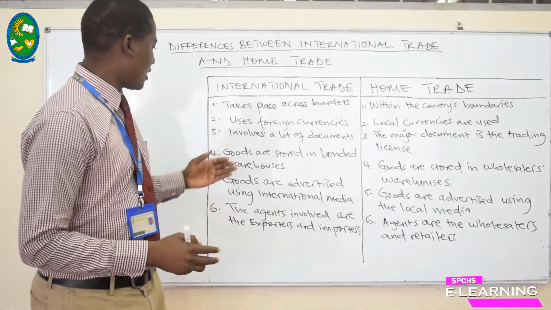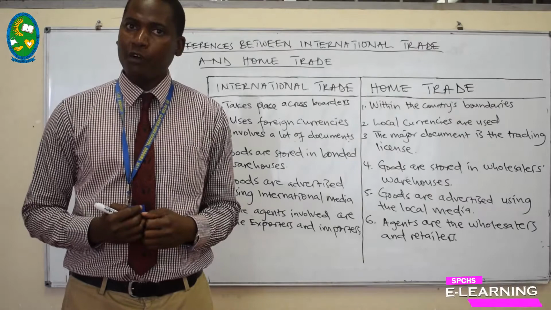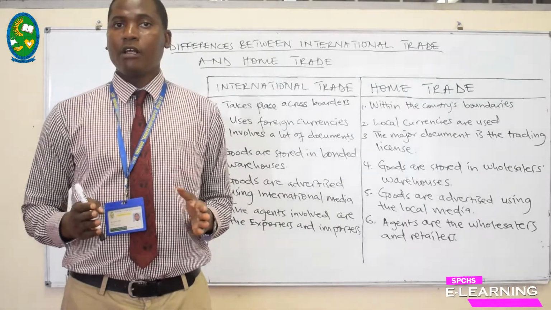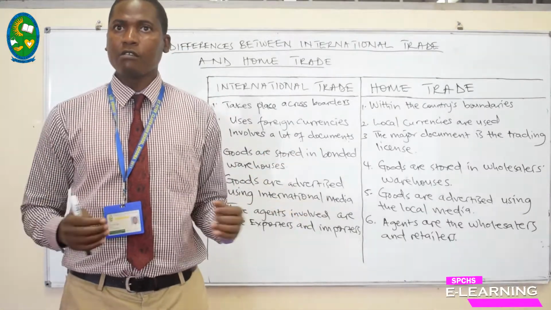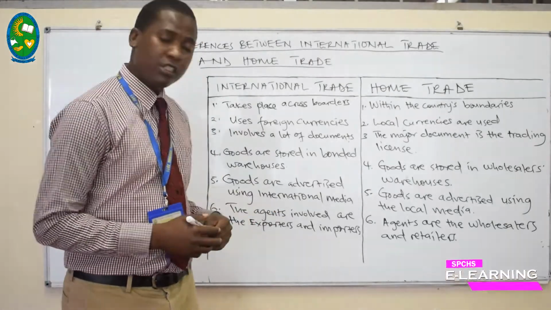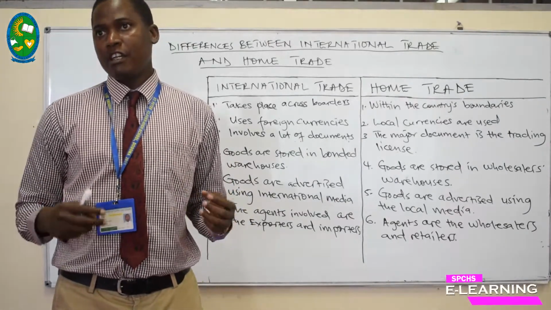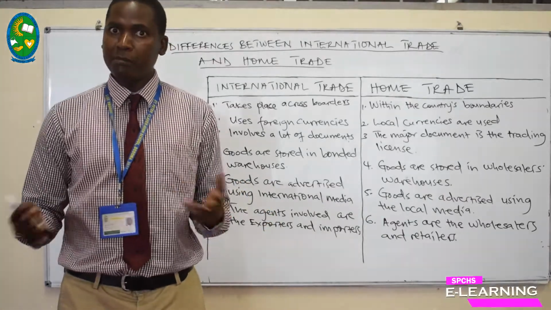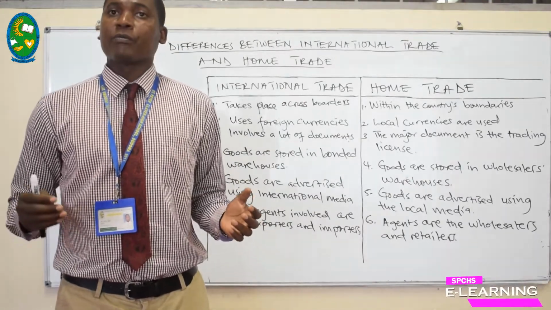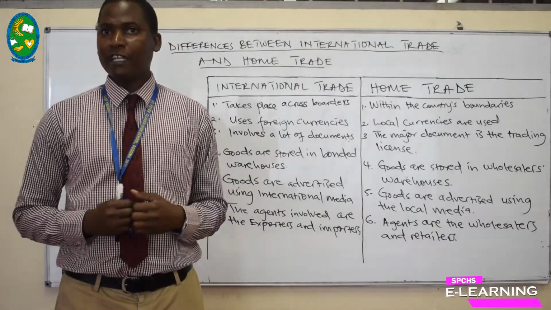Another difference is that goods in international trade are stored in bonded warehouses, whereas goods in home trade are stored in wholesalers' warehouses. The next difference is that goods in international trade are advertised using the international media. The international media, we have a good example of BBC, CNN, and so on. Whereas in home trade, the local media is used to advertise goods.